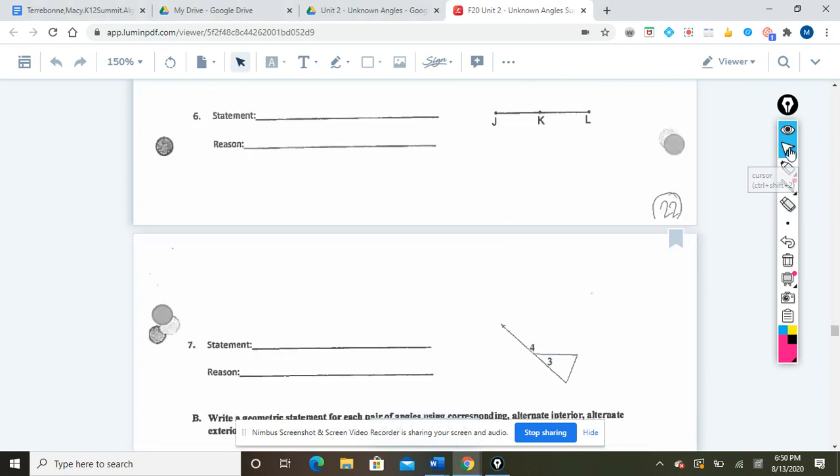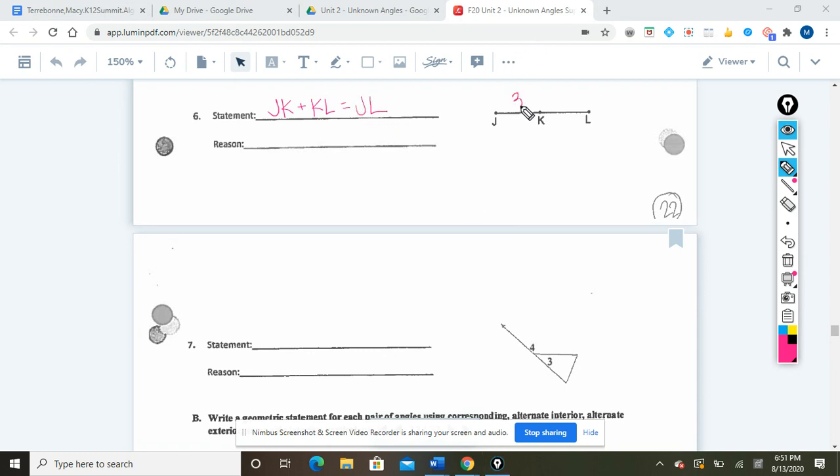Okay, if we look at number 6, it's kind of like number 1. Nothing's happening. They don't give us any phrase underneath. This is just a segment with a K thrown in the middle. Yeah, K looks like he would be the midpoint, but it doesn't tell me that, and it's not marked, so I can't assume it. So this is going to be very similar to number 1. We're going to say JK plus KL, so the measurement of JK plus the measurement of KL would equal the measurement of JL.